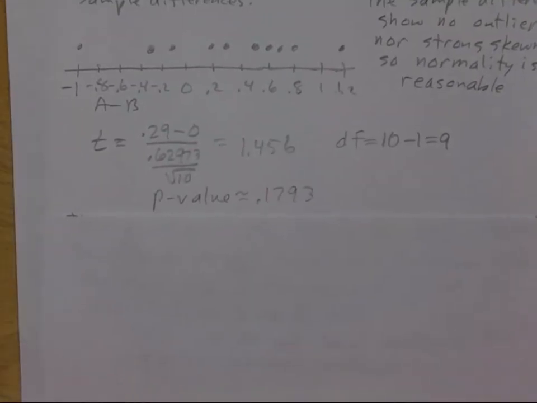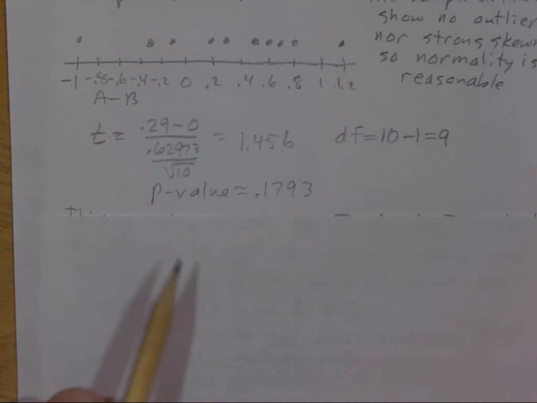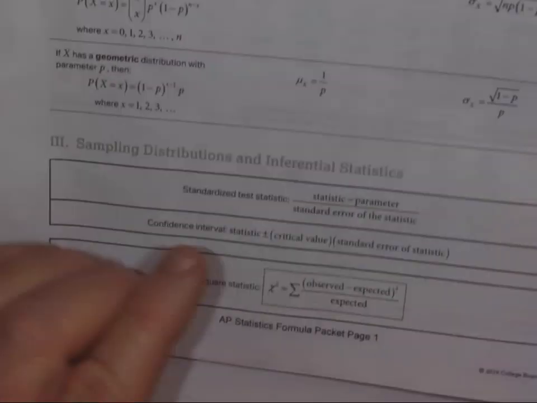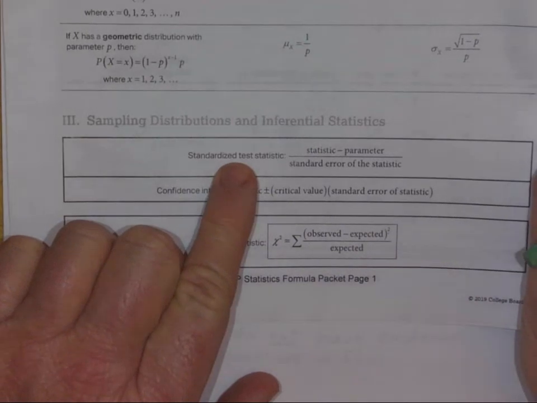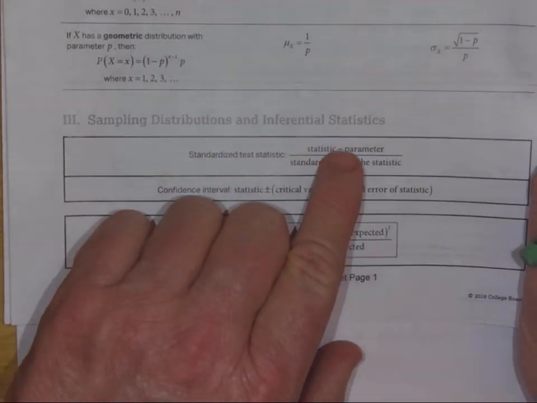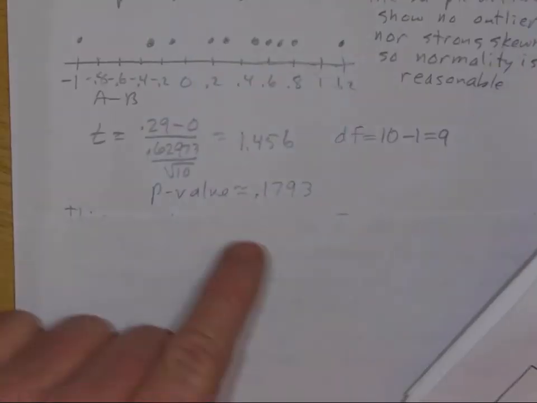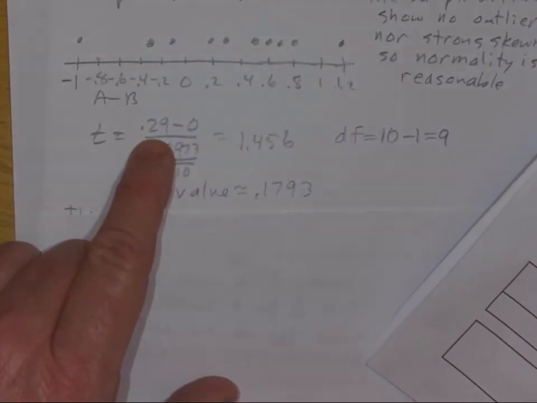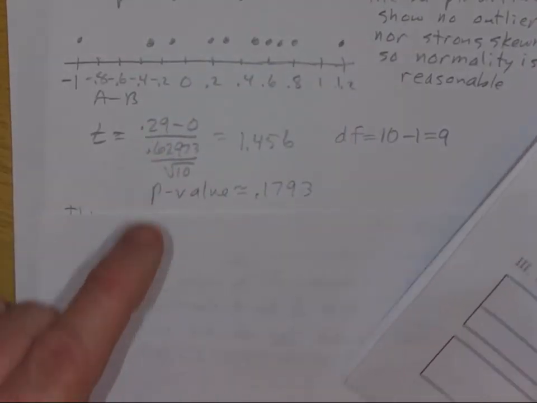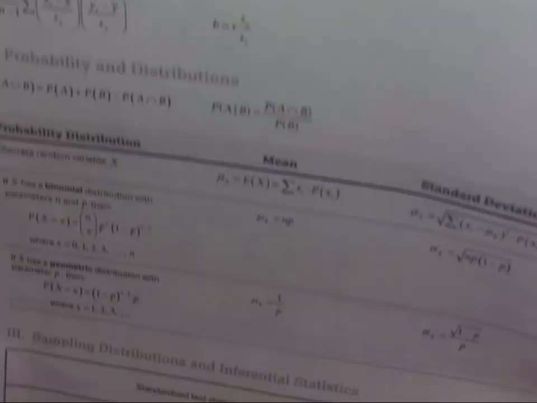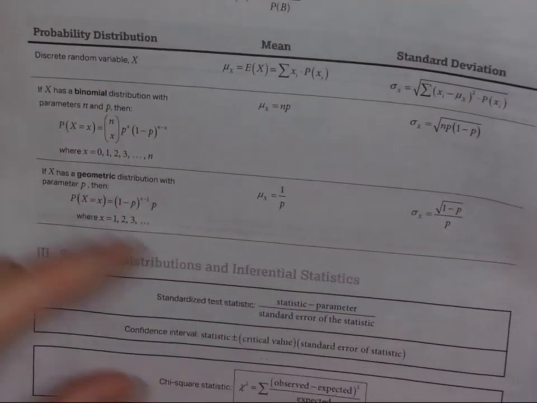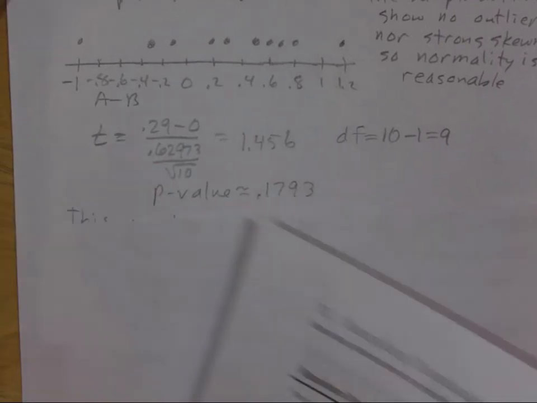And that formula, by the way, you say, how did I get that formula? Well, as we've talked about previously, our formula for our standardized test statistic, whether it be Z or T, is statistic minus parameter over the standard error of the statistic. Our statistic is the mean of our differences, which is just the average, that's 0.29. All right, and then our parameter is just 0. That's our null hypothesis value.